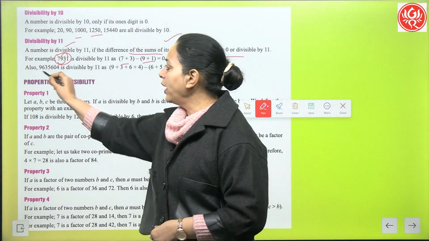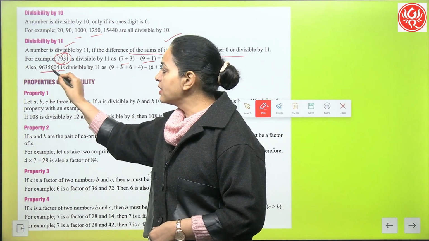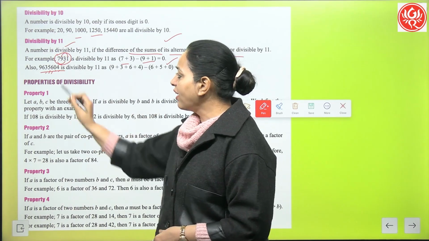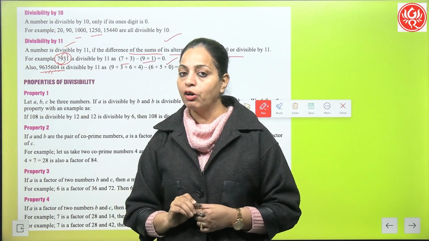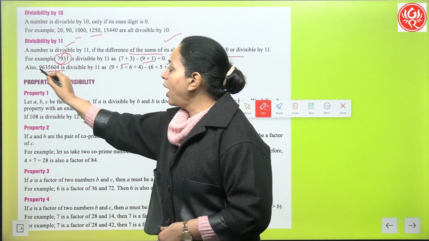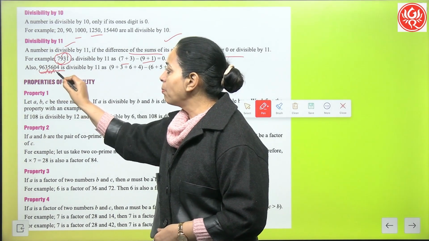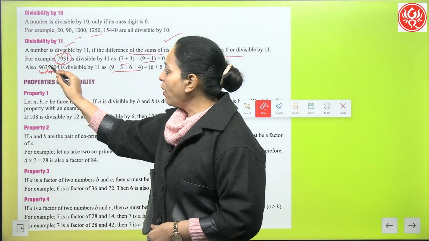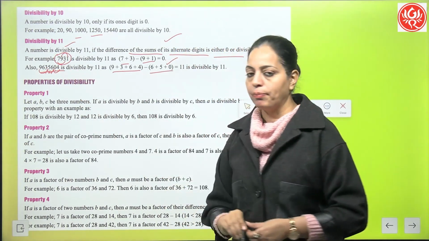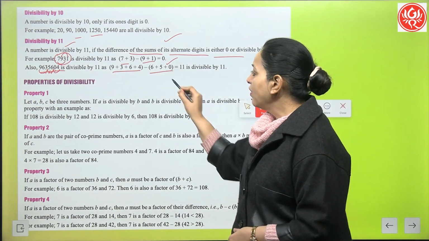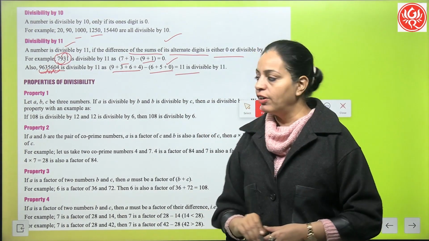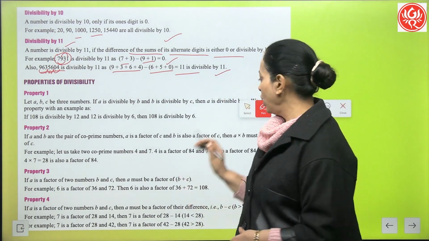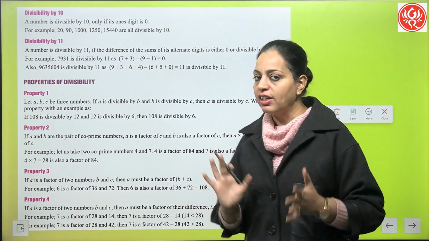Now take another number. This is ones, tens, 100, 1000, 10,000, lakh, 10 lakh. Means 96 lakh, 35,604. So what to do? 9 plus 3 plus 6 plus 4. This sum, and 6 plus 5 plus 0. This sum. इन दोनों का difference लेंगे. That is also 11. So this is divisible by 11. Okay. So now I hope these are clear to you.